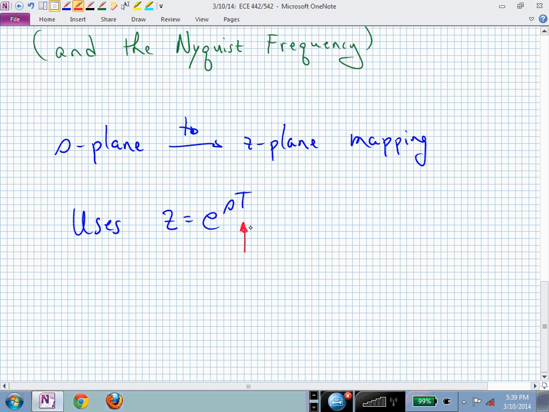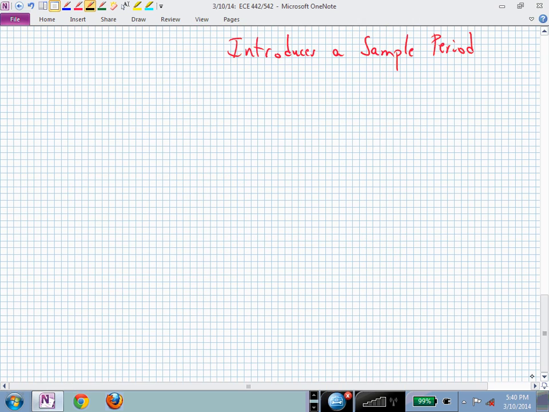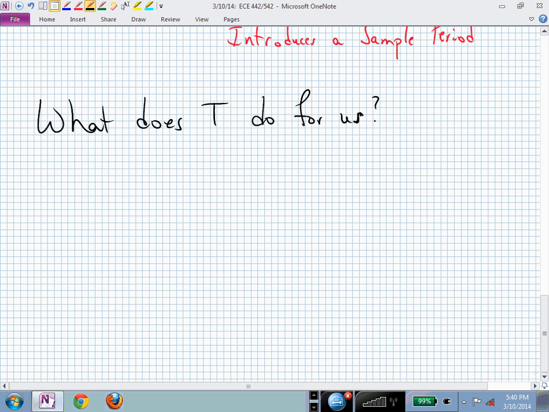This mapping process now introduces a sample period. And that actually puts some new information into this whole process, this S-plane to Z-plane mapping. So let me ask the question, what does T do for us? Or maybe what does it not do for us? Or what does it introduce into this process that maybe we need to keep in mind?